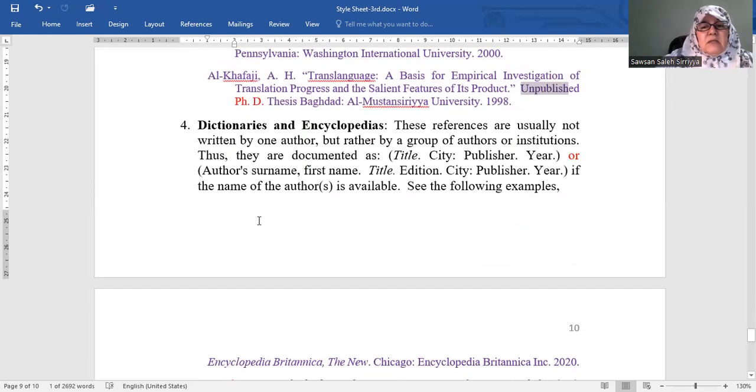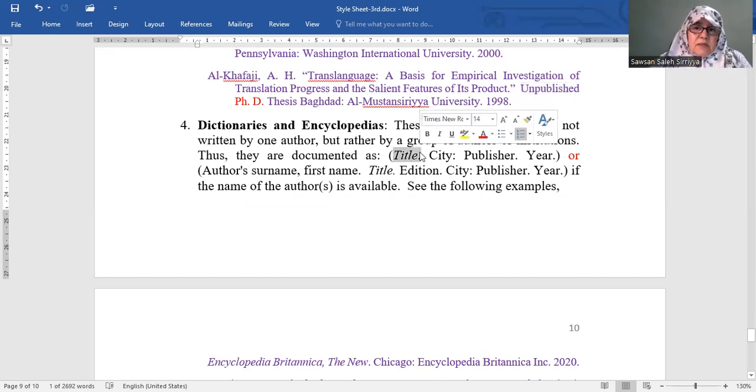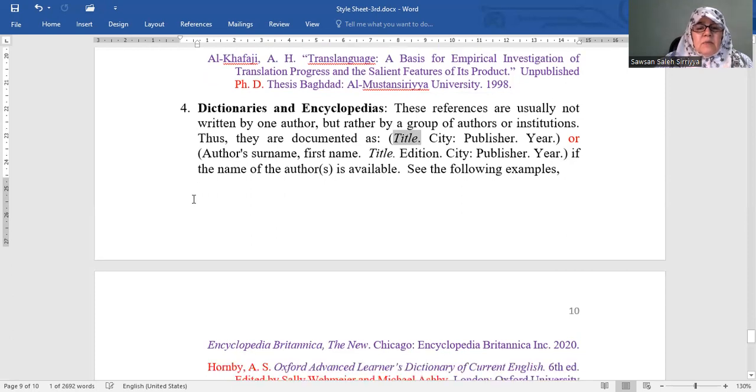For dictionaries and encyclopedias, these references are usually not written by one author, but rather by a group of authors or even institutions. Thus, they are documented by title. You see, I don't have an author. If there is an author, I write him. If there is an editor, I also write his name. But if there is not, just write the title, then the city, publisher, year. Or author, surname, first name, title, edition, city, like an ordinary book.